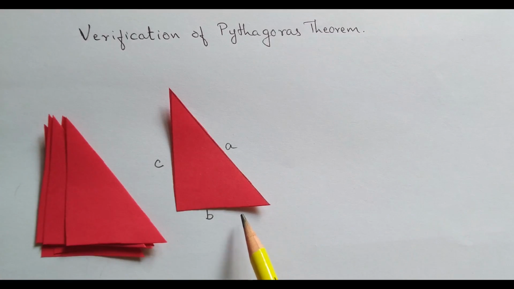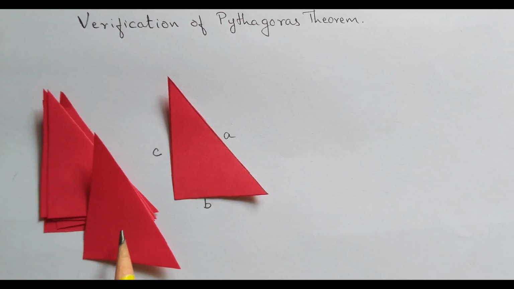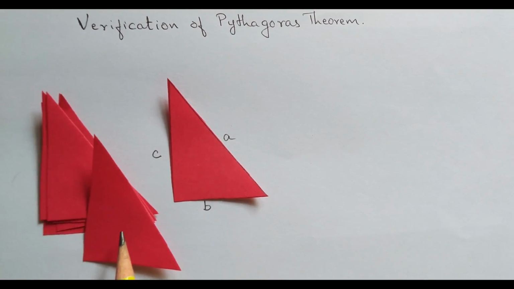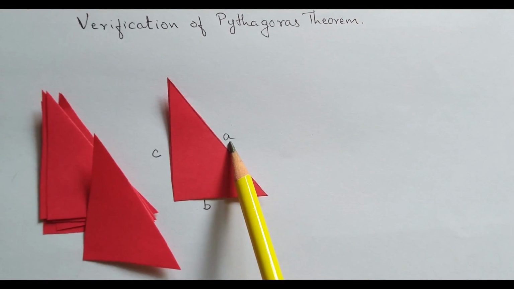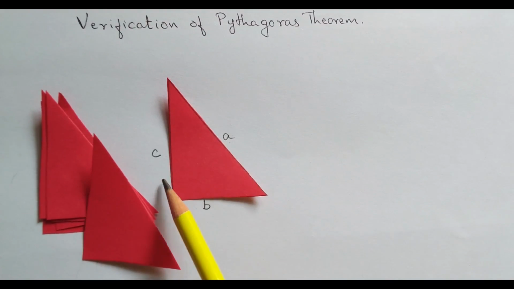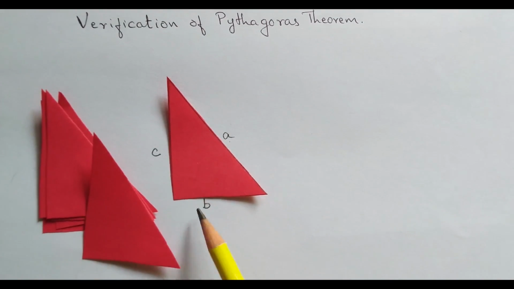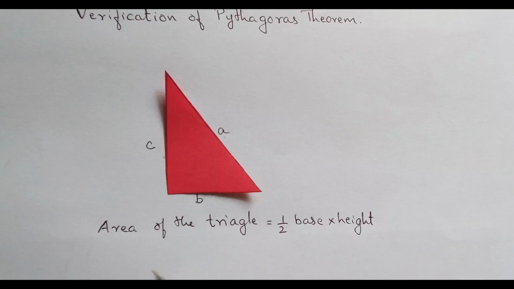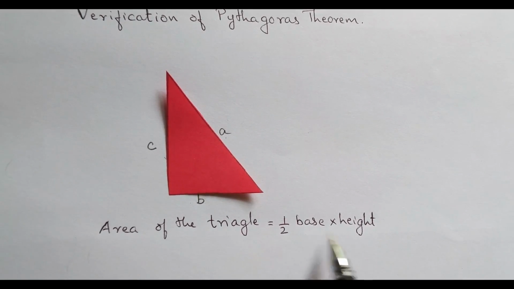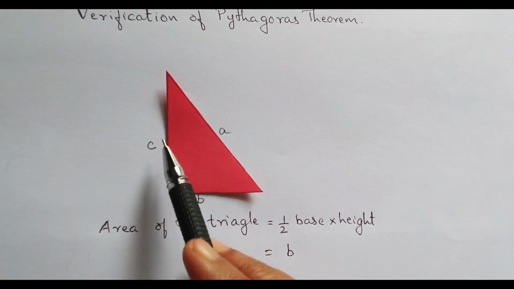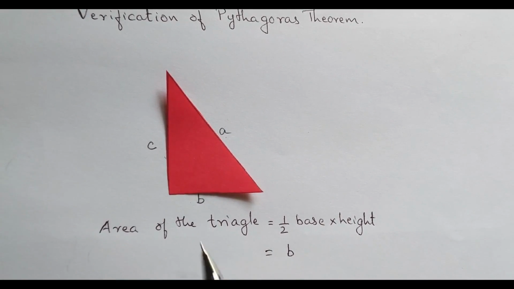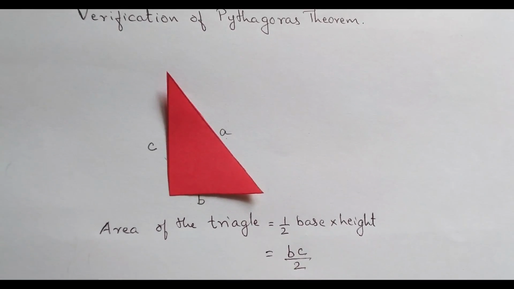Now let's verify the Pythagoras theorem using an activity. Here I have cut out 8 identical right-angled triangles. Let us say the length of the hypotenuse of these triangles is A units and the sides forming the right angle are B and C units. The area of the triangle is half base into height. That is, the base is B and the height is C. So we have the area of the triangle as BC by 2.